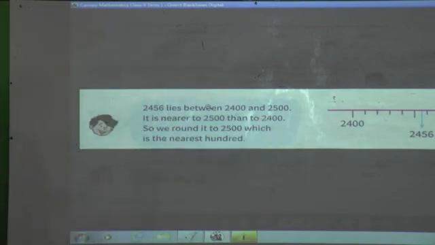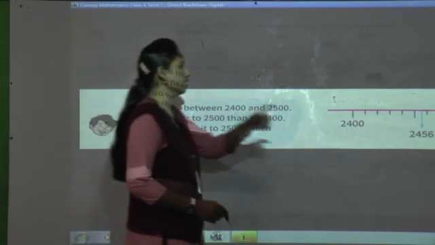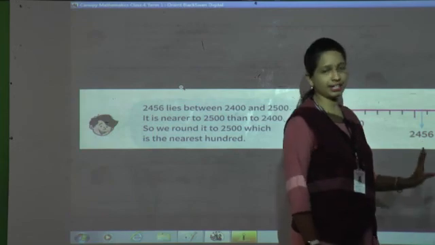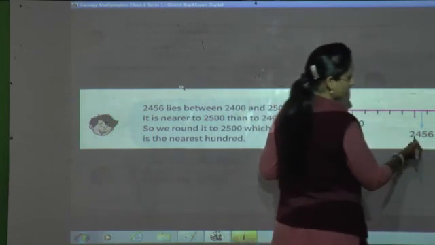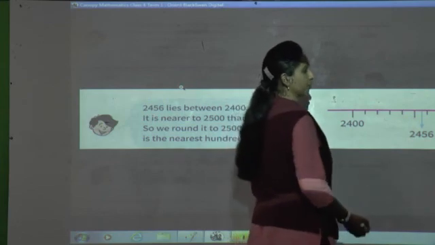Now, the example is about the hundreds place, nearest to 100 only. The question is 2456. Just see, we have to find the nearest 100.